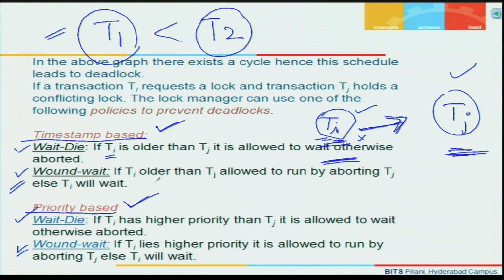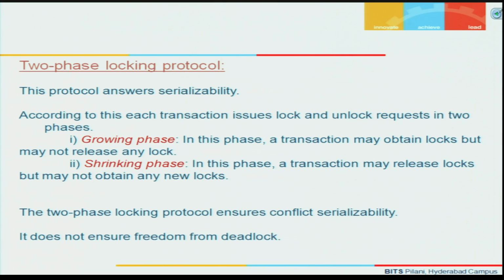This is how a deadlock situation can be resolved by the deadlock or concurrency control module, which is an integral part of the database management system. Okay, we have been discussing the log based protocols, and in the log based protocols another important protocol is the two-phase locking protocol. This protocol ensures serializability, that means we can achieve serializability.